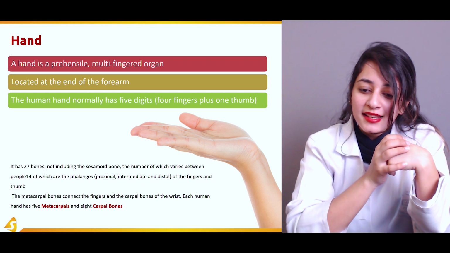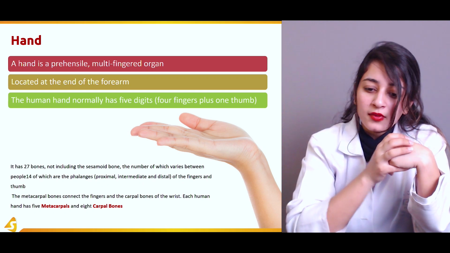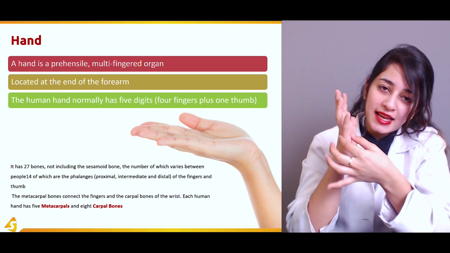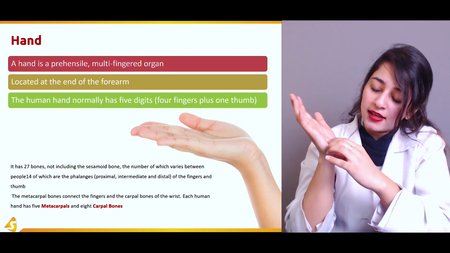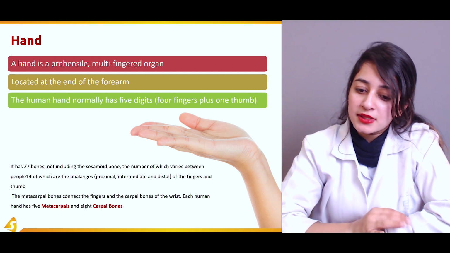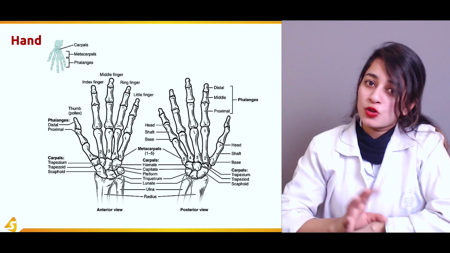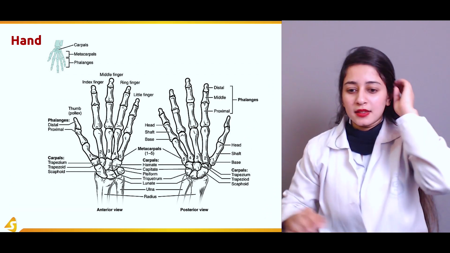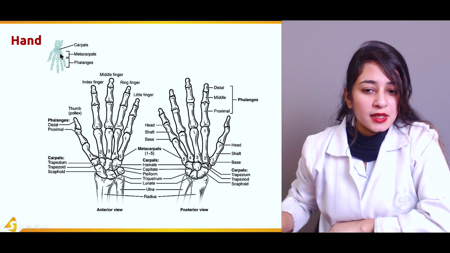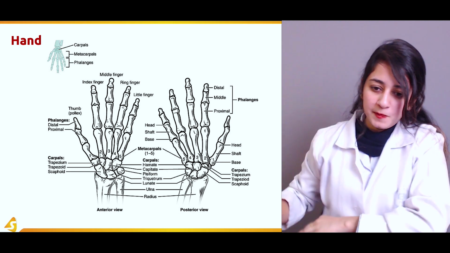The metacarpal bones connect the fingers and the carpal bones of the wrist. At the mid side we have the metacarpal bones. They connect with the fingers, and then they connect with the carpal bones. Each human hand has 5 metacarpals and 8 carpal bones. These numbers should be learned by you. These are the carpals. Then we have these metacarpals, and you know about the phalanges, these ones.